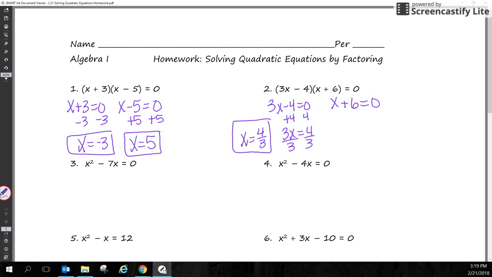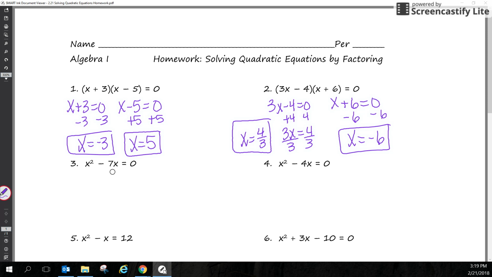That's one answer. For my other equation, I've got negative 6 on both sides. I get x is equal to negative 6. Second answer. All right, number 3, it's set equal to 0. First step done. Second step, we've got to factor this guy.